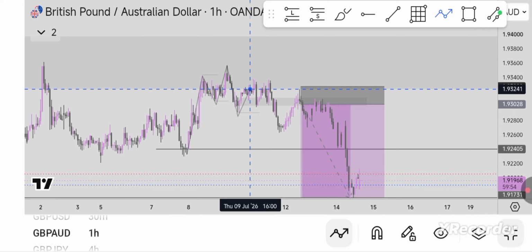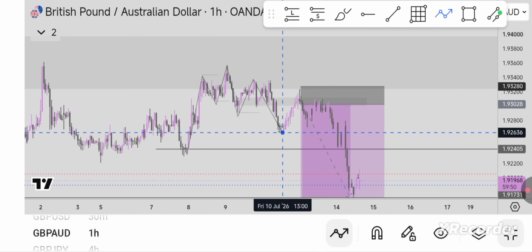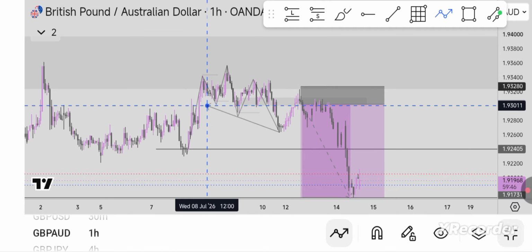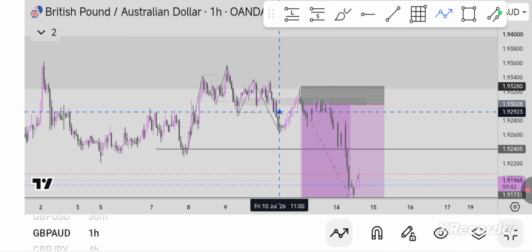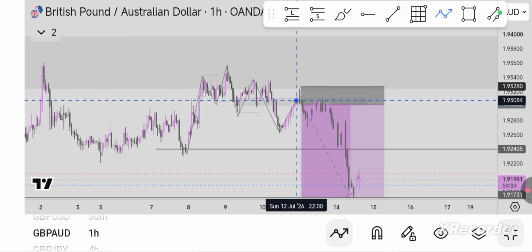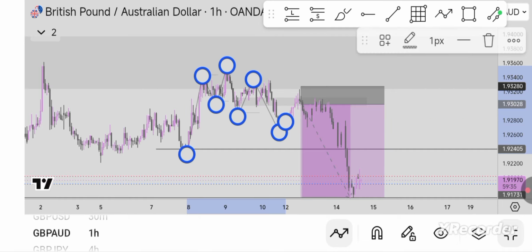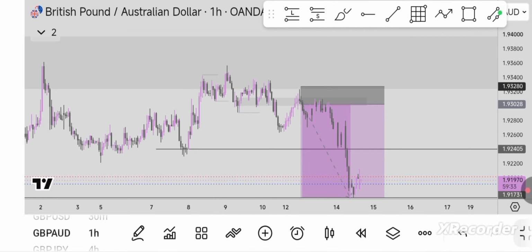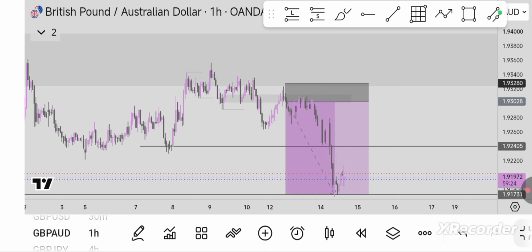As you can see, shift structure, retrace back and came down and broke structure. As you can see, this is the confirmation. This is the first shift, and this is the second break of market structure. And the market retraced. The market was actually here when I analyzed the market. Now this is it. Now I'm going to look for an entry because I've seen my confirmation.